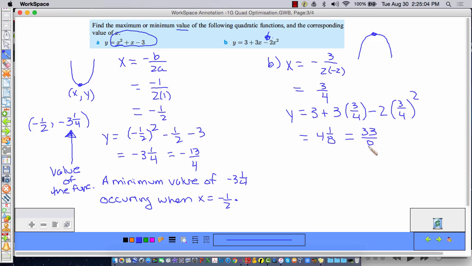Either one is okay. Of course, it depends on the context too. So we say that the minimum, and I won't spell out minimum. Oh no, it's a max because it opens downward.